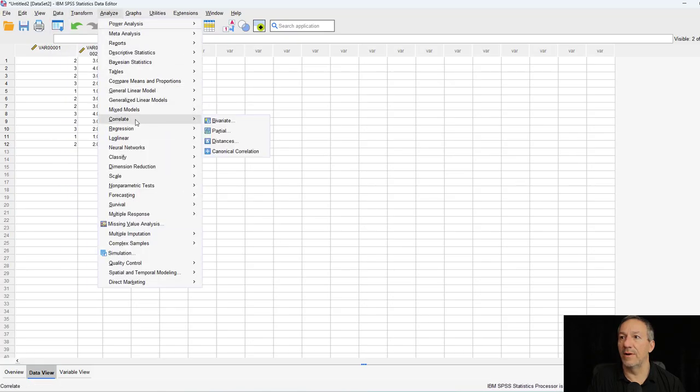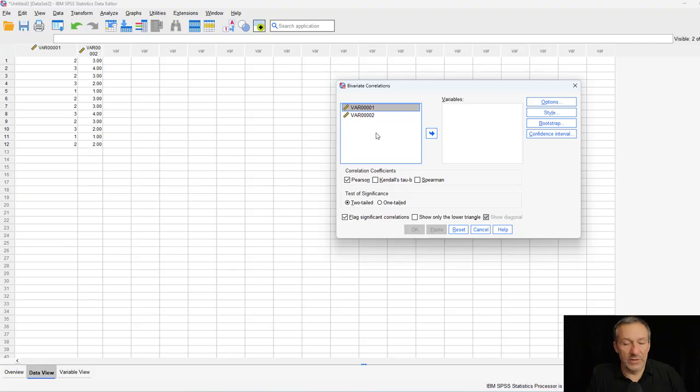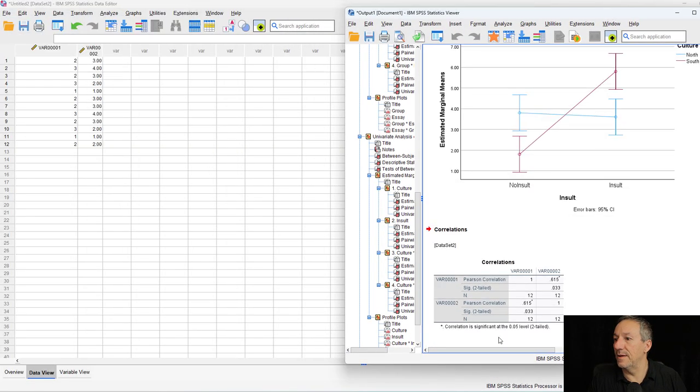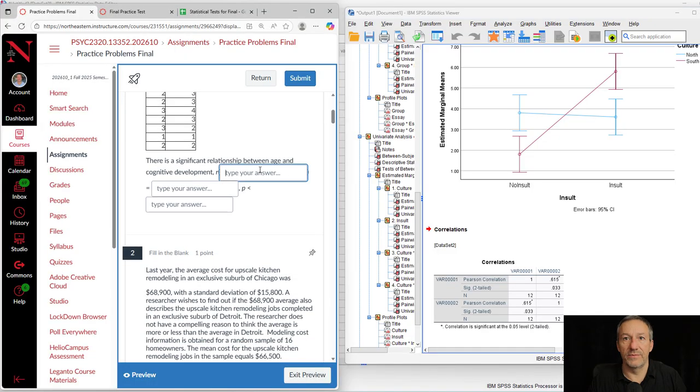Analyze, correlate, bivariate. We'll move both those over. If I was taking the test, this is how I would do it. I have two different screens, and usually I'd separate them like that. The first one is the degrees of freedom. If it says 12, your n isn't 12. The degrees of freedom is 10, because for correlation, it's n minus 2. Our value for r is 0.62, and our p-value is 0.03, so it's less than 0.05.